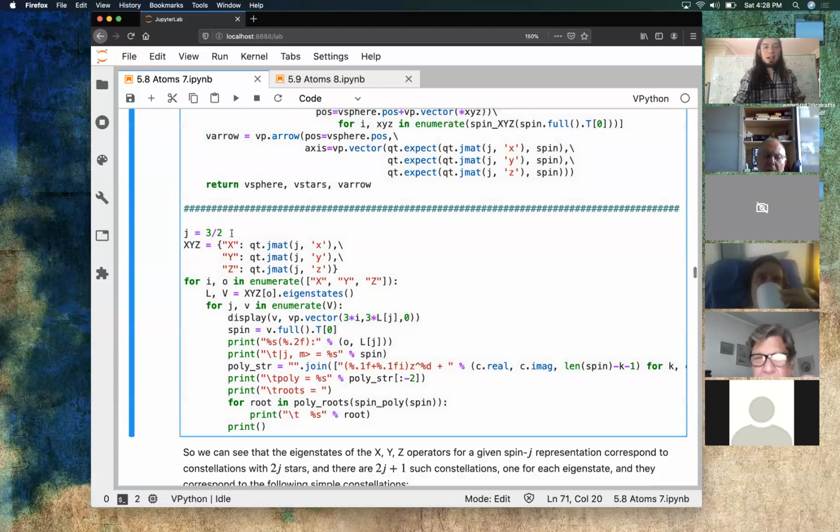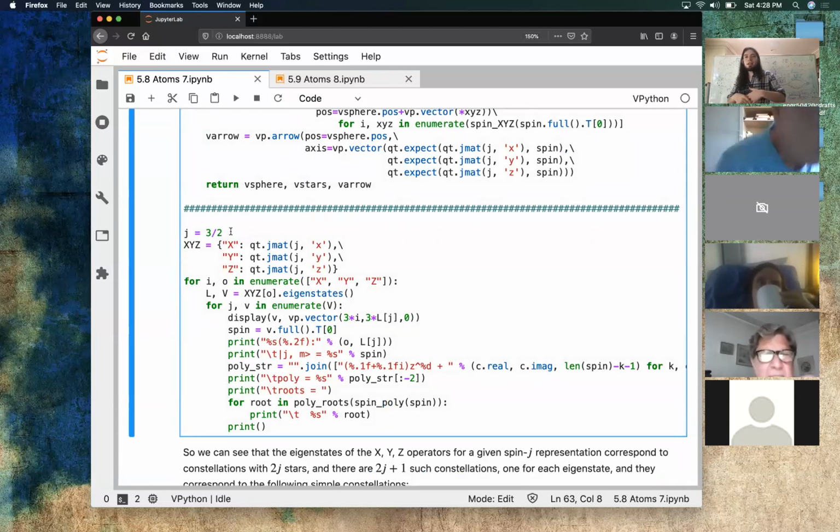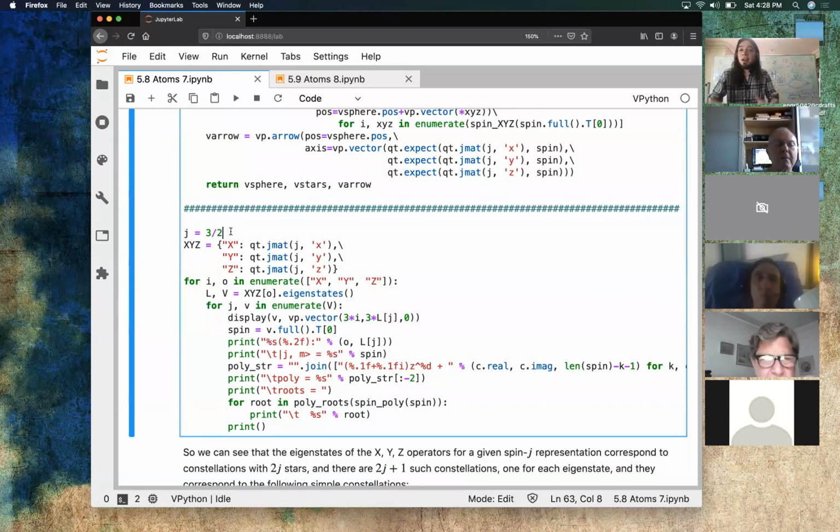So, what this does jumps ahead a little bit. QuTiP, the Python library that I use, has representations of the Pauli matrices, X, Y, Z, in any dimension. So there are X, Y, Z matrices that will rotate a spin-half representation, a spin-1 representation, and so on. We'll see later how to calculate those matrices, but we're just going to take it for granted right now. And what we're going to do is look at the eigenstates of X, Y, and Z for a given J value.